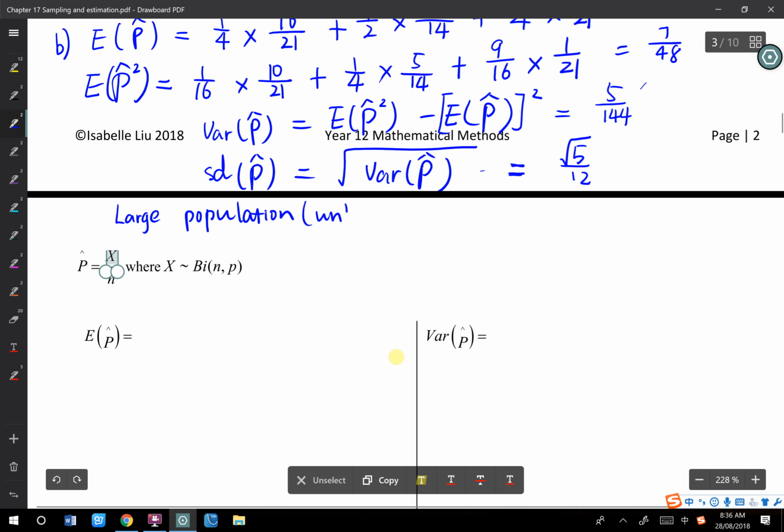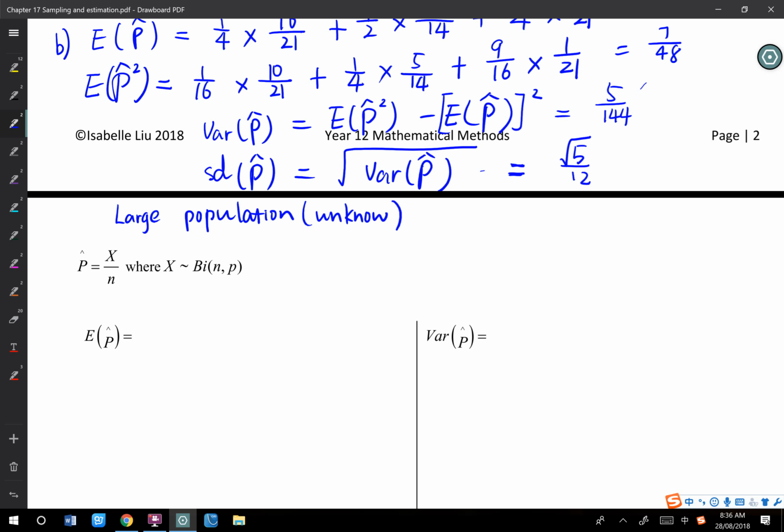Okay, this is an unknown population. Like, I don't know the total number of 17 year old girls in Australia. So it is a large population. Also, the population number is not given to you. Okay, think about that. I have a bag of chocolate on the desk, maybe say 200 or 300, and it has some white chocolate and some black chocolate.